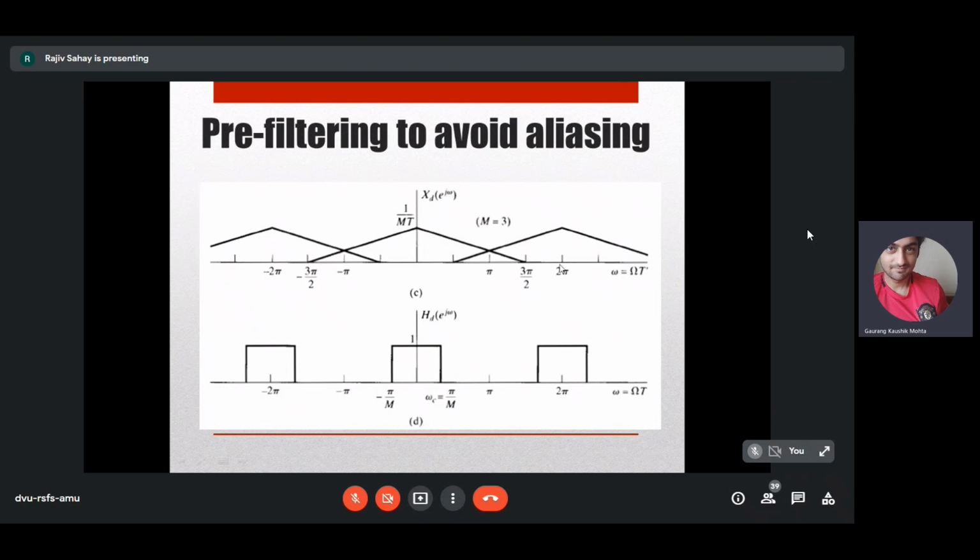So similarly, the next spectrum will now encroach from pi to here. It will enter inside.